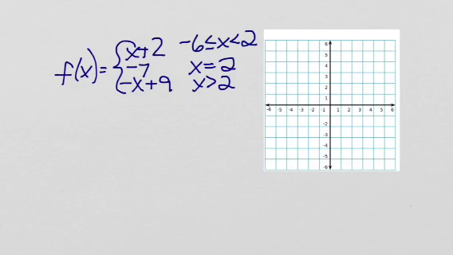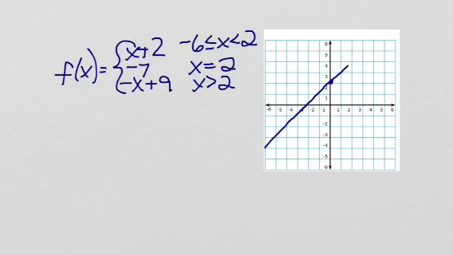This question is asking us to graph the piecewise function and answer the questions that are asked. So the first thing that I need to do is look at each piece, and each piece has a region in which it lives. I can graph x plus 2, which is this graph here, but I don't want to use the entire piece. I only want to use the part that lives between -6 and 2, which means I need to erase this piece here.